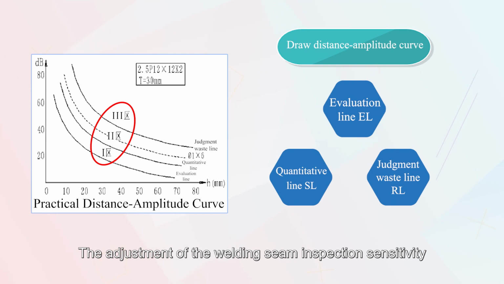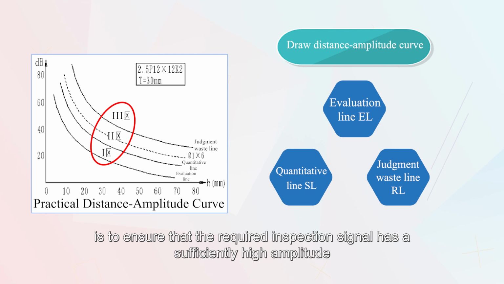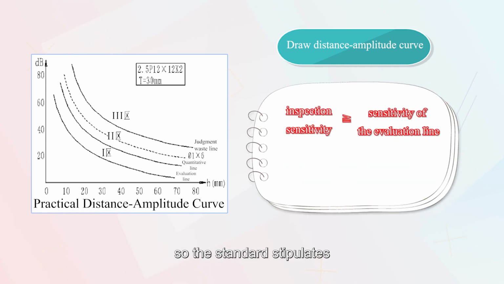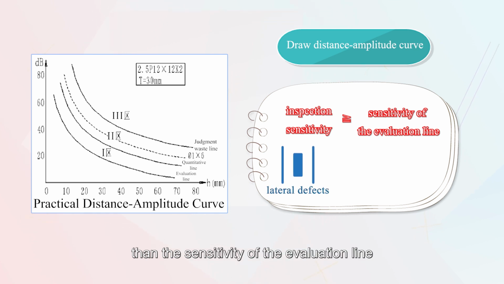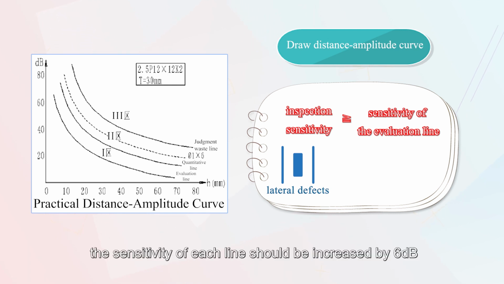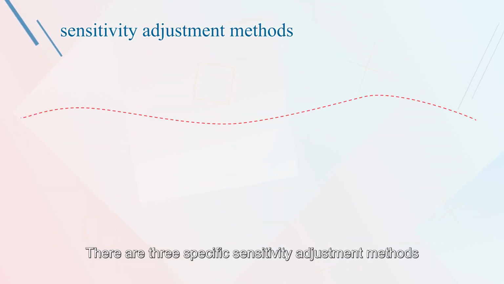The adjustment of the weld inspection sensitivity is to ensure that the required inspection signal has a sufficiently high amplitude. So the standard stipulates that the inspection sensitivity is not lower than the sensitivity of the evaluation line. When detecting lateral defects, the sensitivity of each line should be increased by 6 dB. There are 3 specific sensitivity adjustment methods.